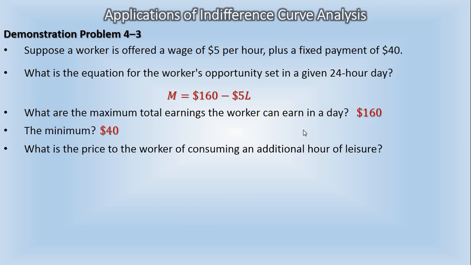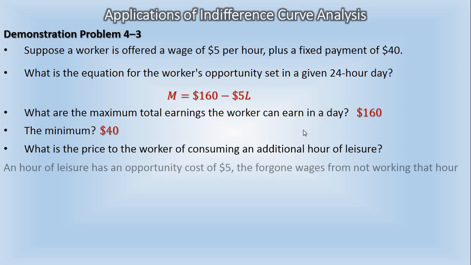What is the price to the worker of consuming an additional hour of leisure? $5, right? The opportunity cost of leisure. In order to work, she has to give up an hour of leisure, which means she's going to earn an hour of wage, which is $5. But to enjoy an hour of leisure, she gives up that $5. So that's her implicit cost, which is her opportunity cost. Opportunity cost is made up of implicit plus explicit costs. An hour of leisure has an opportunity cost of $5 of foregone wages from not working that hour.